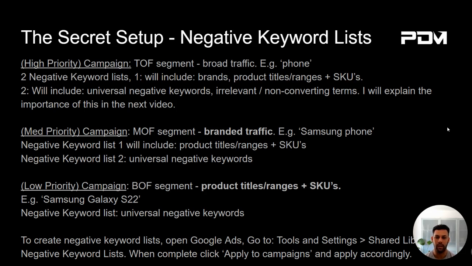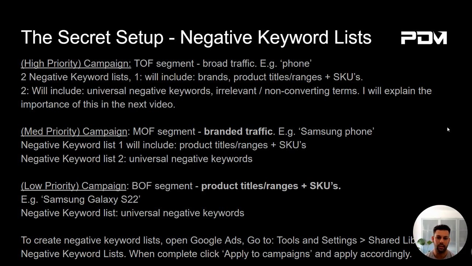So because the campaign priority is set to high, we're essentially telling Google, this is the campaign I want you to send all of the traffic to first. Now, if there's any search terms in there that include brands, product ranges, and SKUs, we're going to set up a negative keyword list and tell Google, I want you to push these terms into the mid campaign or the low campaign because I want to target those keywords specifically. But we're also going to set up a universal negative keyword list.